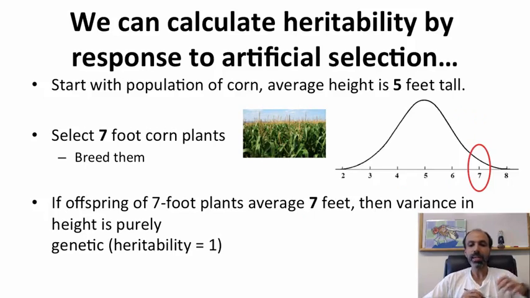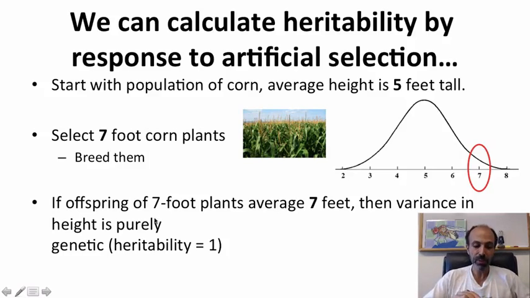Well, we can calculate heritability by looking at this response to artificial selection, by looking at individuals who are not representative of the original population, breeding them and seeing what happens in terms of their offspring. So let's use corn, one of my favorite examples, and let's say you're looking at corn height. And let's say corn height averages around 5 feet. Okay, so in the population you're looking at, that's the average height of plants of corn. Let's say you select a group of 7-foot tall corn and you breed them.